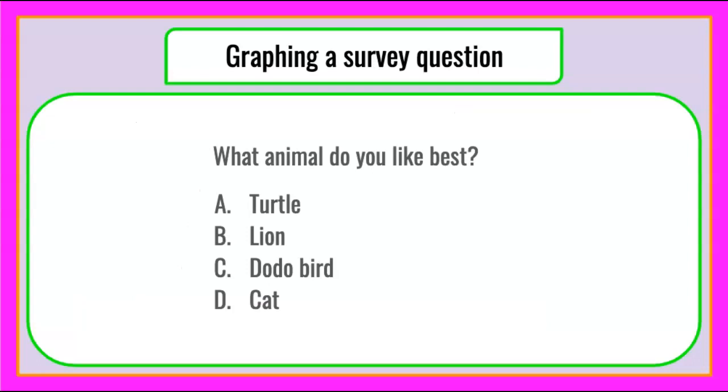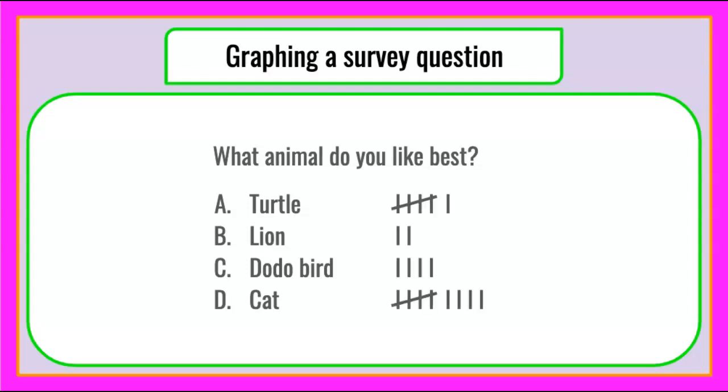Now yesterday you had 15 questions to answer, and they were all really good ones. But I wanted to pick one for us to graph that had 4 choices and that a lot of people had a lot of different responses to, so we could kind of spread it out a little bit. So the question we're going to graph today is, what animal do you like best? Your choices were turtle, lion, dodo bird, or cat.